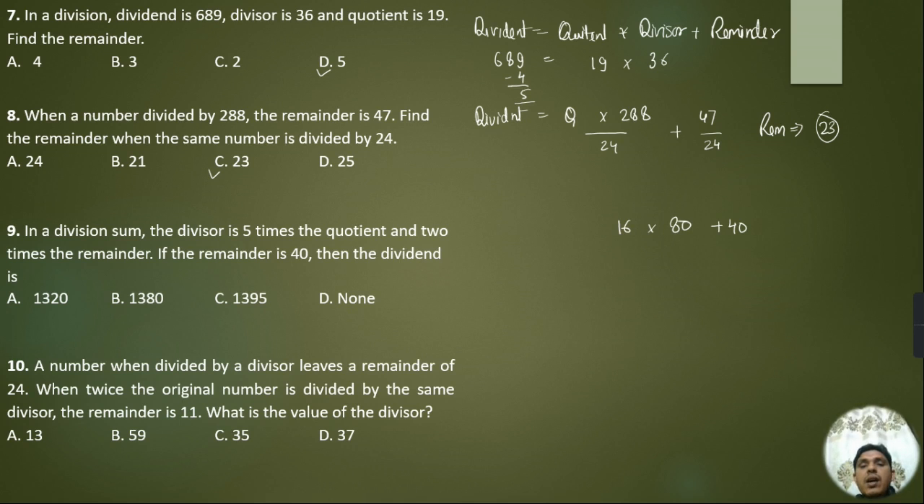right? And if we need to find out the dividend, this will be simply 1280 plus 40, and we can get the answer. The answer will be 1320. That is option number A.